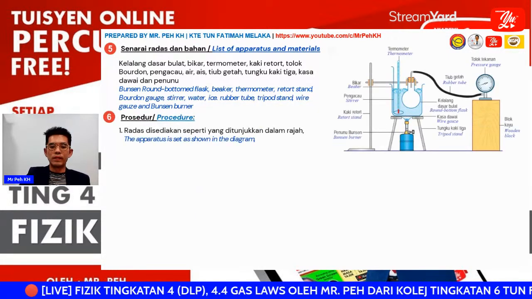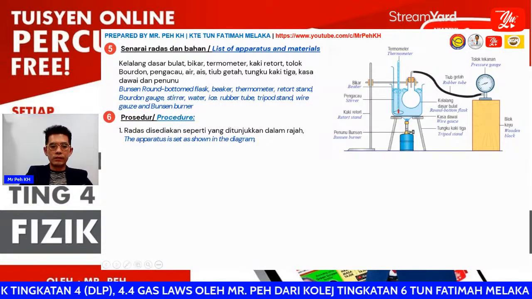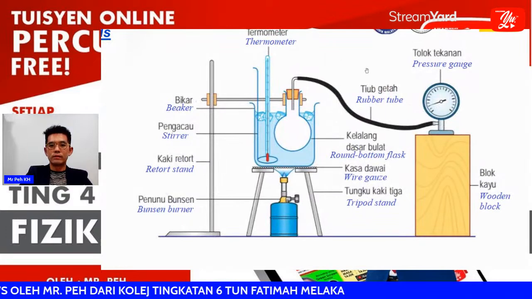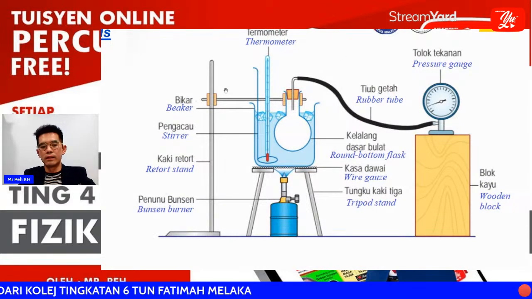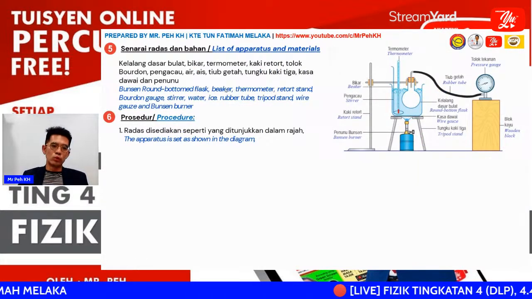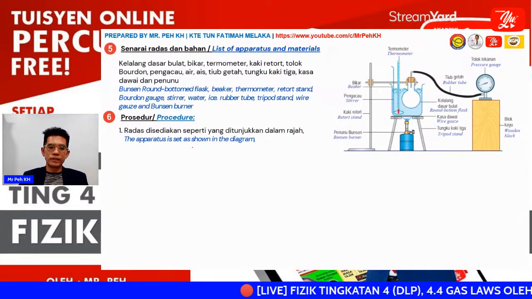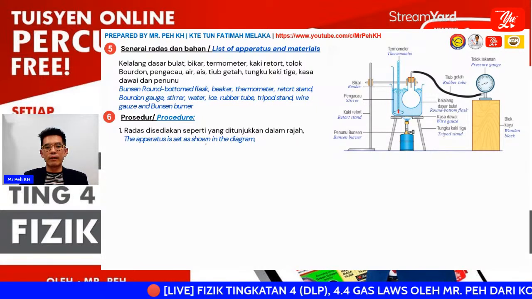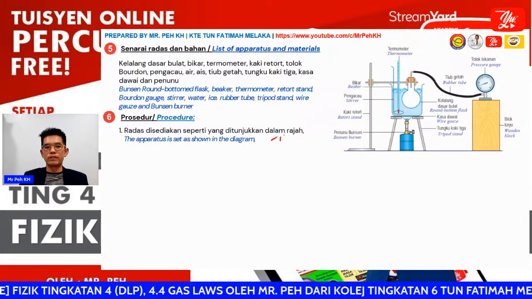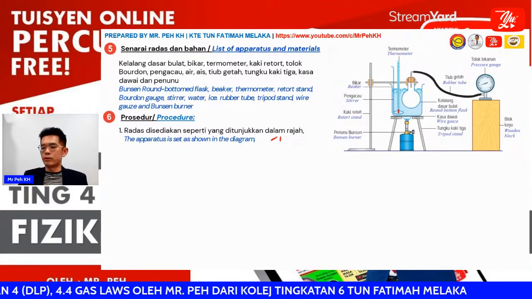So it will be similar to this figure. Again, you can see you need to draw and label correctly. This is the diagram I got from the textbook. The first step when you write the procedure must be: the apparatus is set up as shown in the diagram. So you must draw with this sentence. This will be the first mark when you answer paper 3.